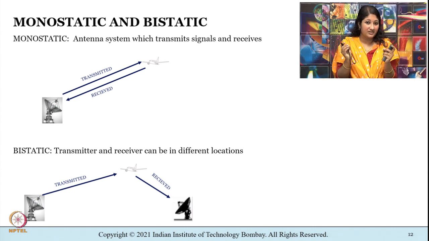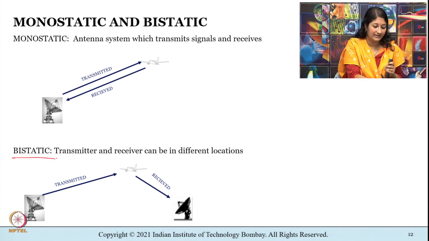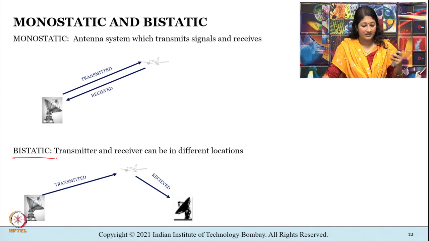Remember, a detector should be able to amplify the signal and measure the signal while minimizing the effects of noise. And for coherent systems, it is also important to measure the phase of a wave and not just intensity alone. So, keeping all that in mind, what you see here is a monostatic antenna system which can transmit and receive the signal, and what you see here is a bistatic system where the transmitter and the receiver can be in different locations.